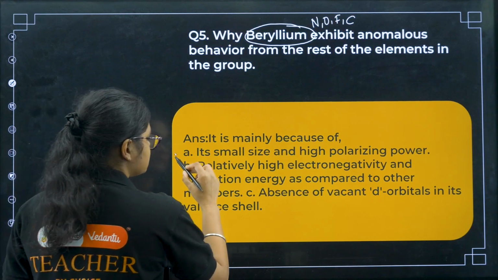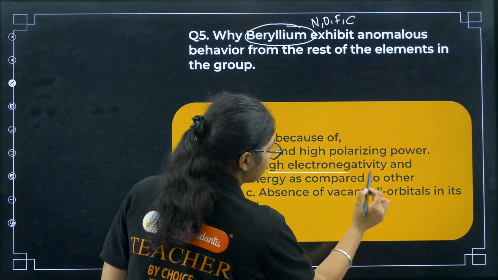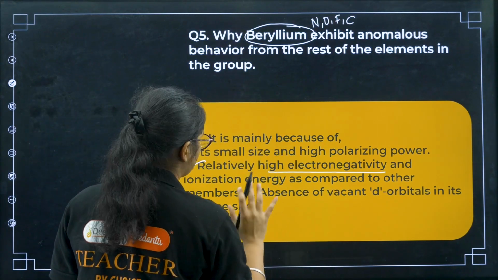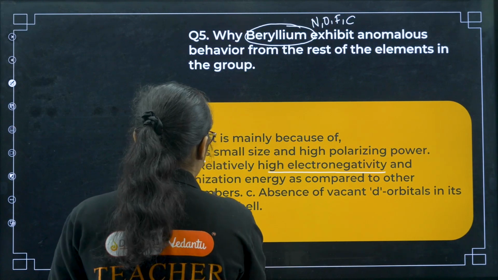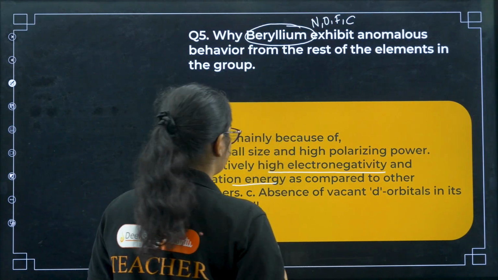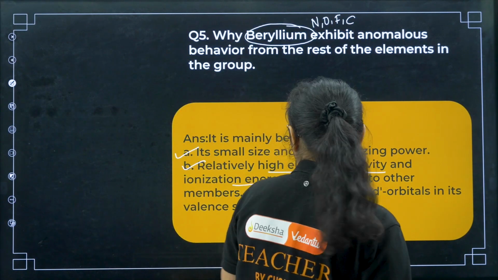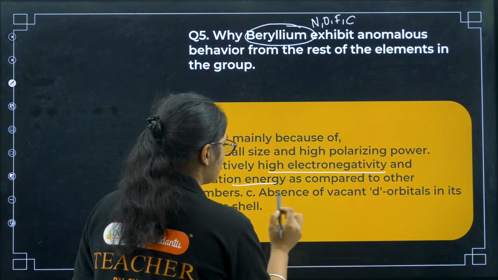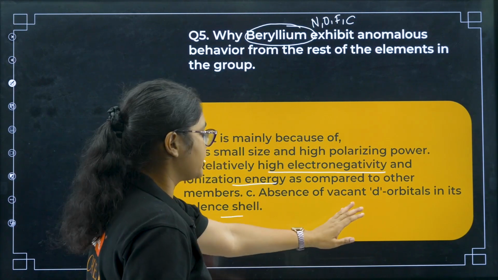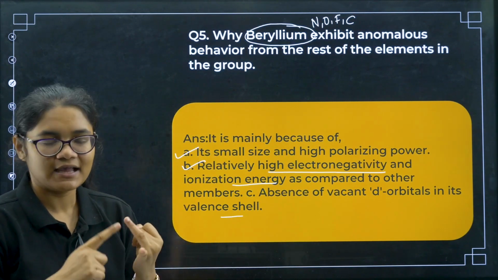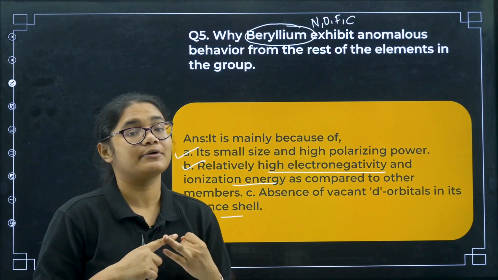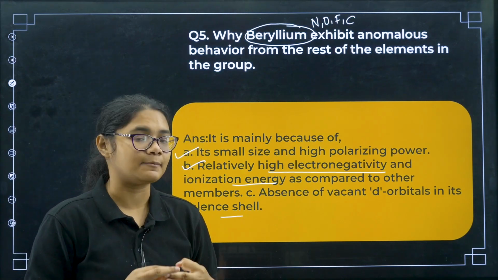It is because of their small size, relatively high electronegativity, and high ionization energy as compared to other members. Next, C is what? Absence of d orbital. So 3 points are there: small size, high electronegativity and high ionization enthalpy, and the third one is absence of d orbital.